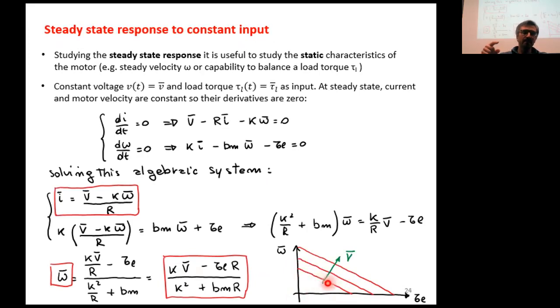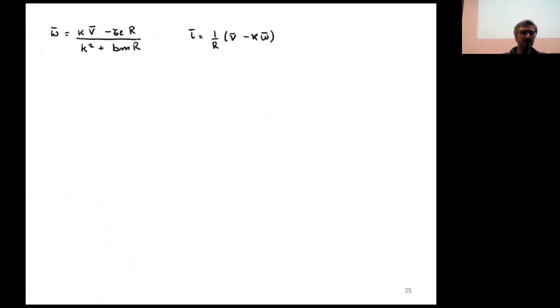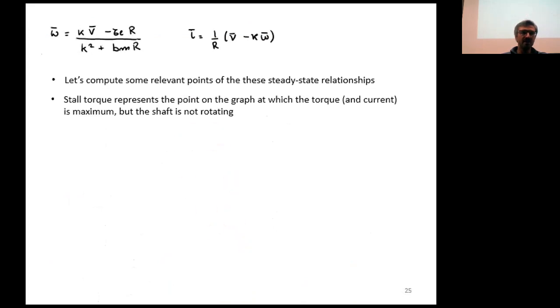So this is the speed we can achieve with a certain supply voltage given a certain load, till there is a situation, called the stall situation, in which there is no motion and all the voltage is used to generate the current to create the torque to overcome the load torque. These two points in the steady state relationship, let's start to compute them, starting from the stall torque, that represents a point on the graph where the torque and the current are maximum, but the shaft is not rotating. That corresponds to the maximum load situation that our motor is able to sustain.